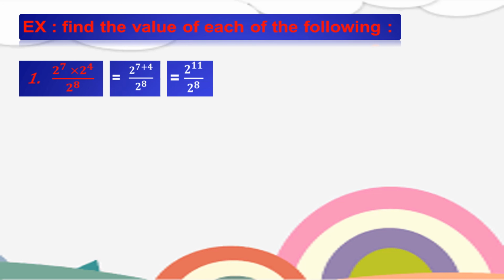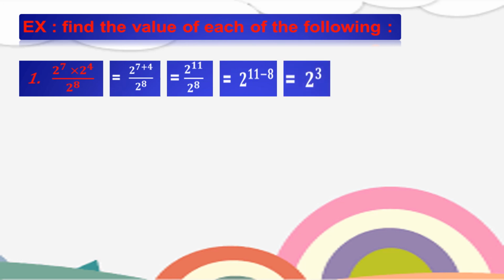Now I have dividing by the same base. What do I do? Yes, I will subtract the power. So that's equal 2 to the power 11 minus 8 equals 2 to the power 3. That's easy.